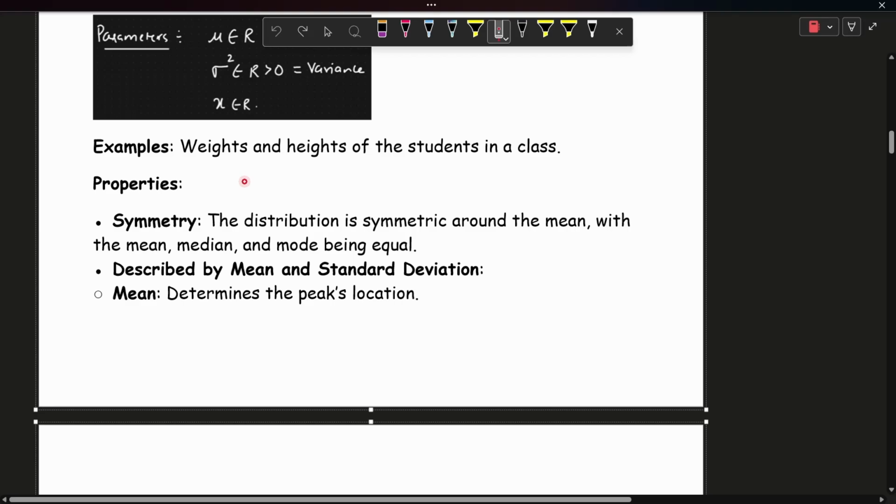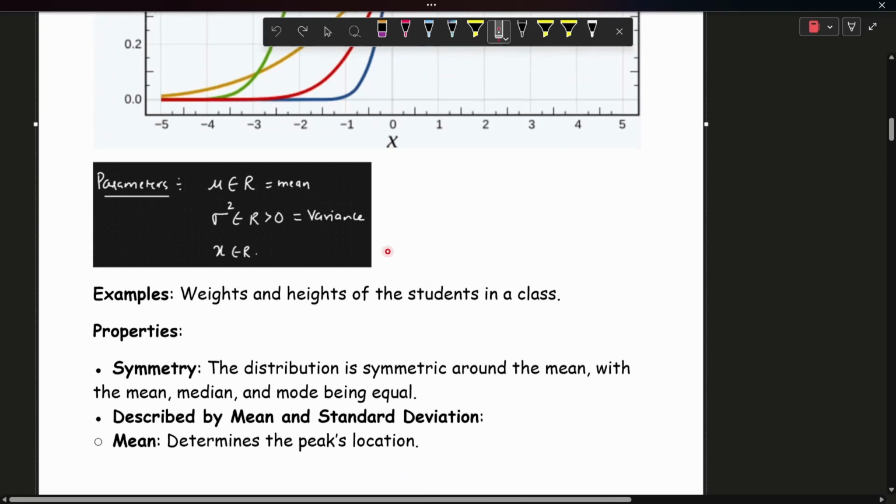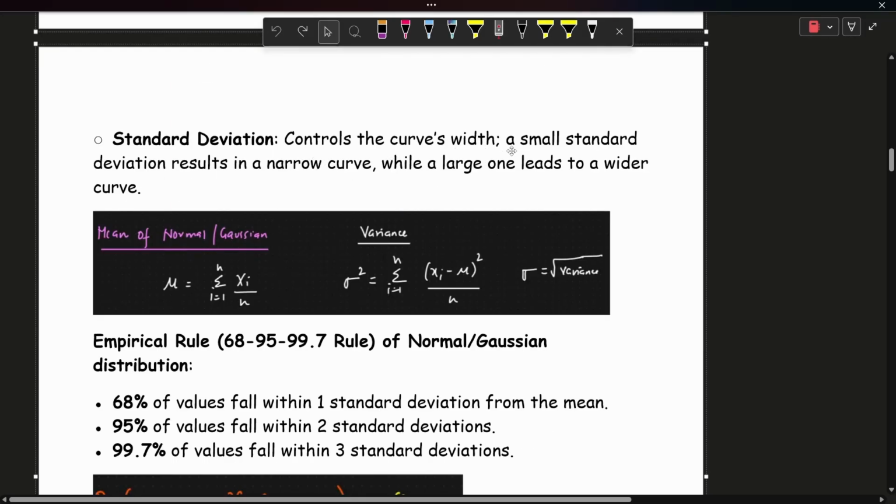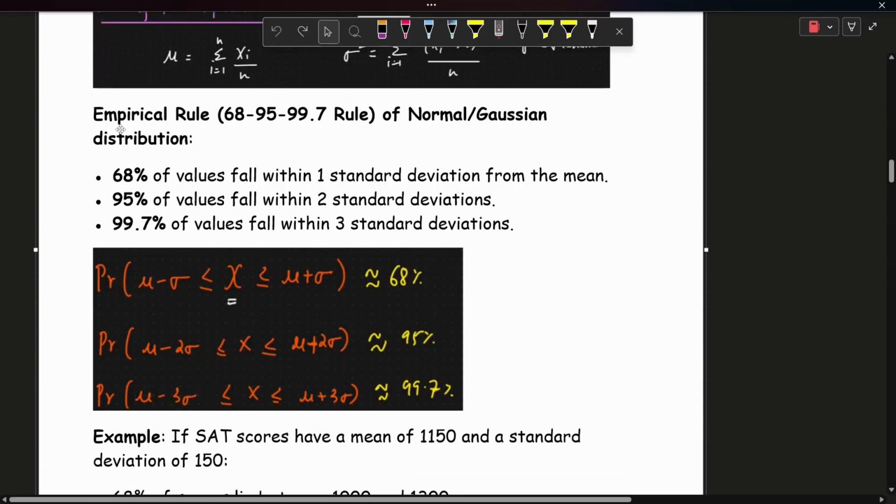So where does this normal distribution come into play? If we are in a class, the weights and heights of the students follow this normal distribution. Mean, median, and mode are all equal for this normal distribution. The mean tells us the peak location. The standard deviation controls the width of the curve. A small standard deviation results in a narrow curve, while a large one leads to a wider curve, as we saw here.